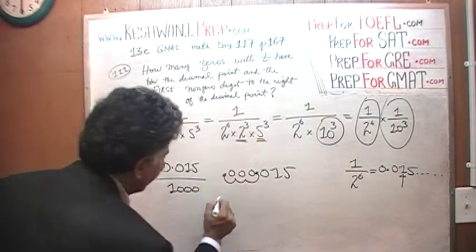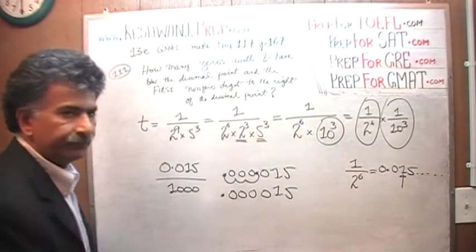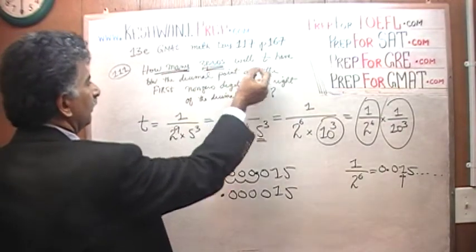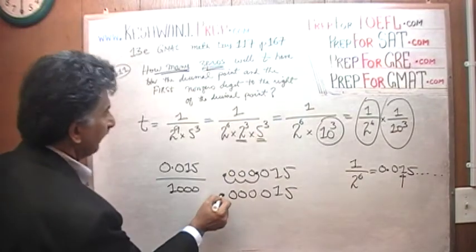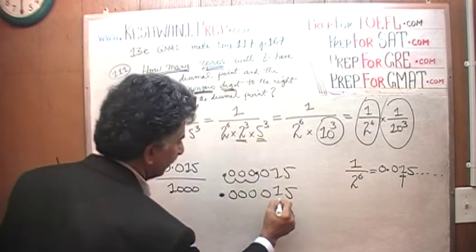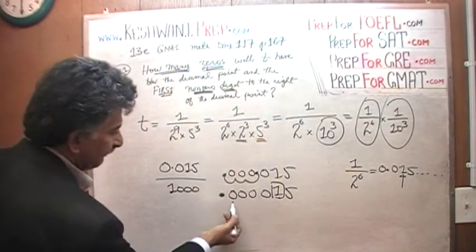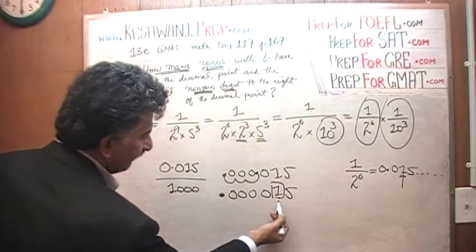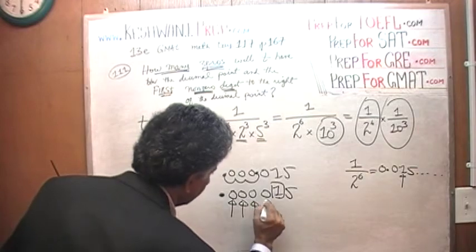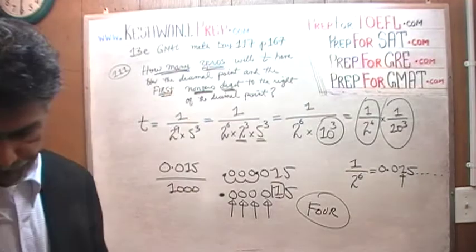So now it becomes 0.00015. And the question is, how many zeros will it have between the decimal place and the first non-zero digit? The first non-zero digit is right here. How many zeros between the decimal place and the first non-zero digit? The answer is 1, 2, 3, 4. The answer is 4. That's all. We're done.